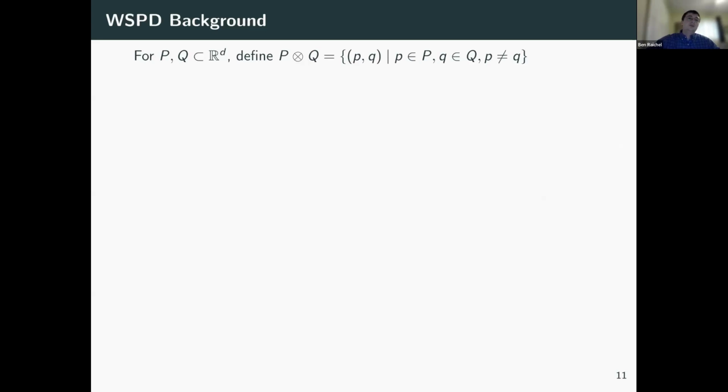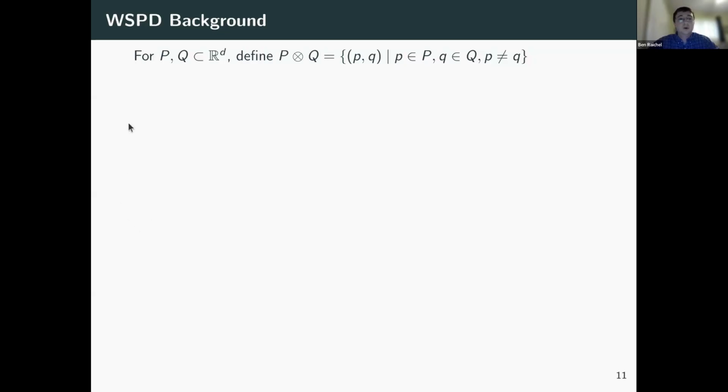Okay. Good. So what I want to do quickly then is just tell you about WSPDs if you don't already know what they are, and then quickly say why DiskANN is doing something like WSPDs, and then I'll jump to our main result, which is this greedy permutation result.